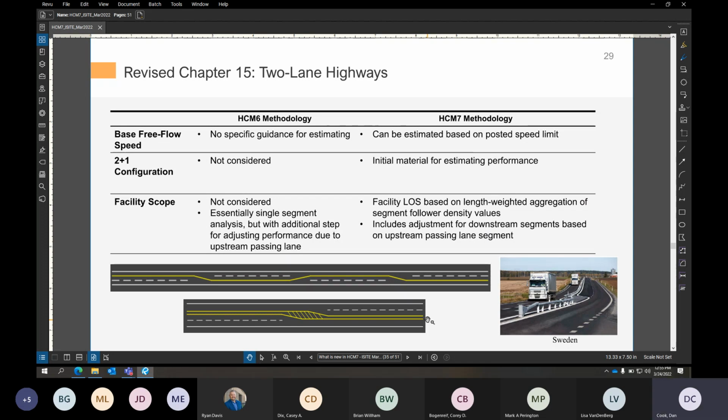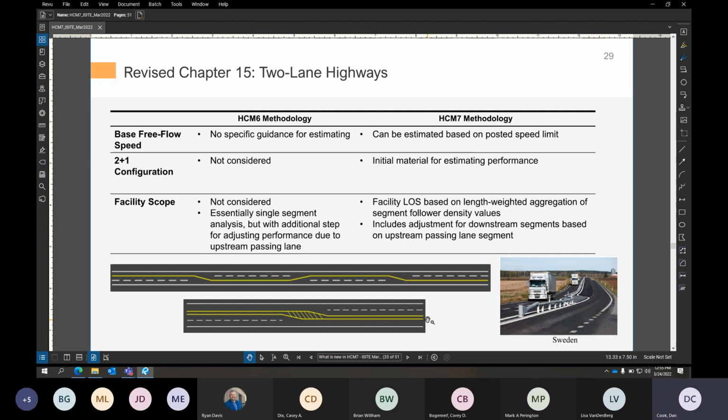There's also, I think people have different names for this kind of facility, the 2+1 configuration. You see these a lot more in Europe, where you have a rural highway with a 3-lane cross section with alternating passing lanes. Some states may call them Super 2s. It depends on where you're at in the United States and what they call them. That was never talked about in the HCM before, but now there's some initial material giving guidance on how to estimate the performance of a two-lane highway that has that 2+1 configuration with the alternating passing lanes.